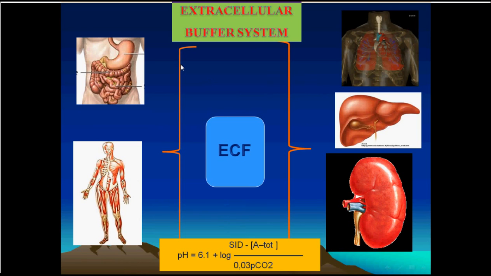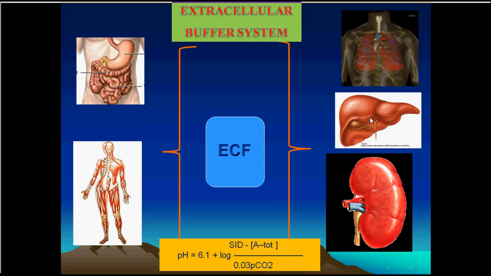When it comes to the extracellular buffer system, we have the proteins, bicarbonate, and phosphates, but bicarbonate is the most important one. And this substrate should be in balance with these organs. That's why the lung itself is meant for the excretion of carbon dioxide and the volatile acids. The kidney is responsible for the excretion of non-volatile acids, hydrogen ions, and fixed salts or fixed acids.